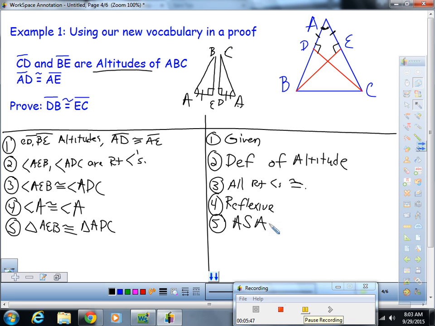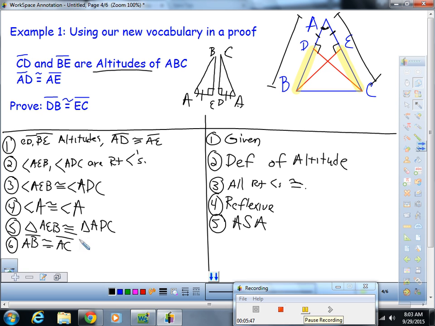So now, I'm trying to prove that DB is equal. Ooh, wow, this is tough. Alright, so now what I can say, look, I'm trying to prove that this little piece, which is not part of the triangle that we just proved, is congruent to that piece. Those are not segments from the triangle. So watch what I'm going to have to do here. First, I'm going to say that AB is congruent to AC.